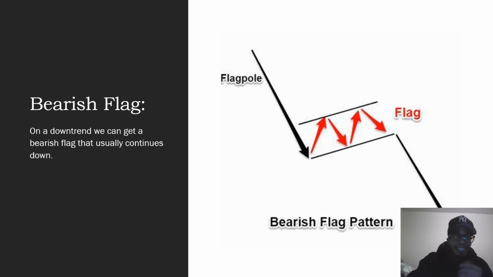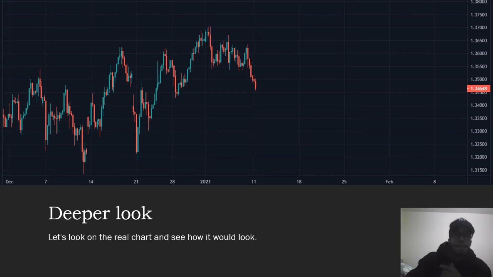On the opposite end of that one, we have the bearish flag, which is going to normally be coming off of the downtrend, then hitting that level, consolidating inside of a zone, before it then continues on its original direction. Now let's take a look at how that would look on an actual chart here.